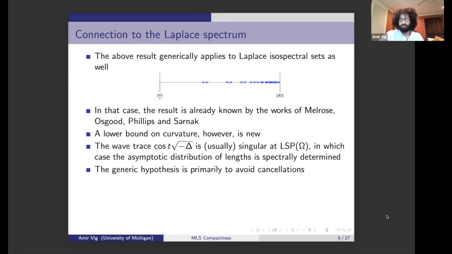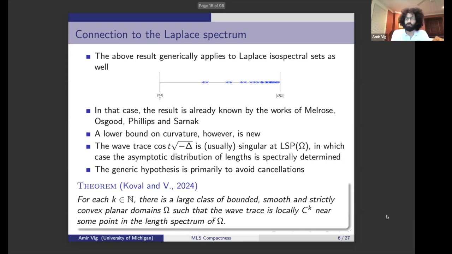The generic hypothesis is actually residual. It's a C-infinity residual property. It's primarily to avoid cancellations in the wave trace. And so that could happen when you have different orbits that create cancellations in the wave trace. So your wave trace could actually be smooth and a singularity is invisible. So this is the usual problem.